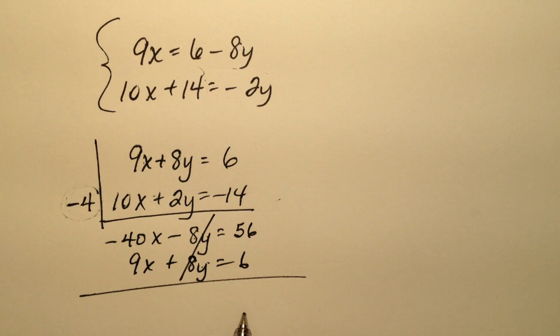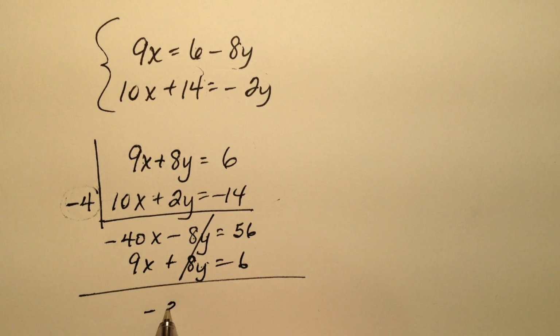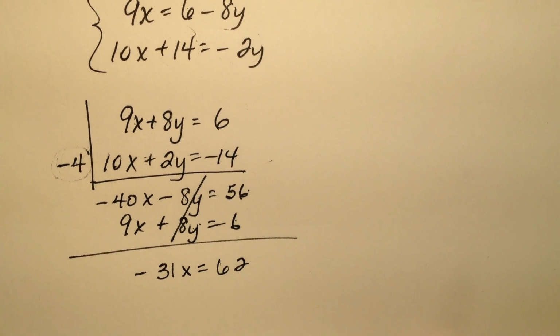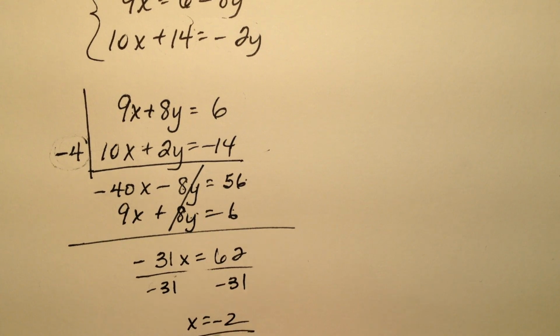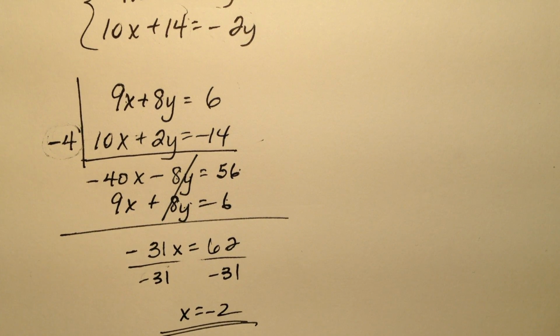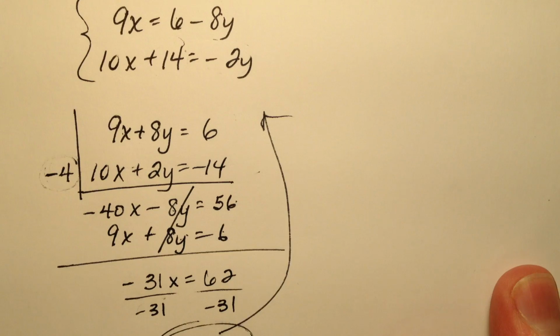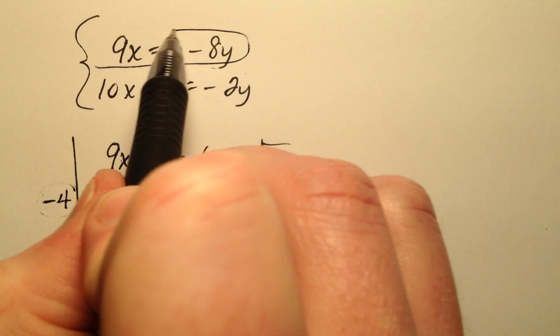So now let's add these equations. Negative 40x plus 9x is negative 31x, and 56 and 6 makes 62. So whenever I go ahead and divide both sides of the equation by negative 31, my value of x equals negative 2. So let's go ahead and take that negative 2 and plug it back in to one of these original equations. And let's do it for no particular reason to this first one.